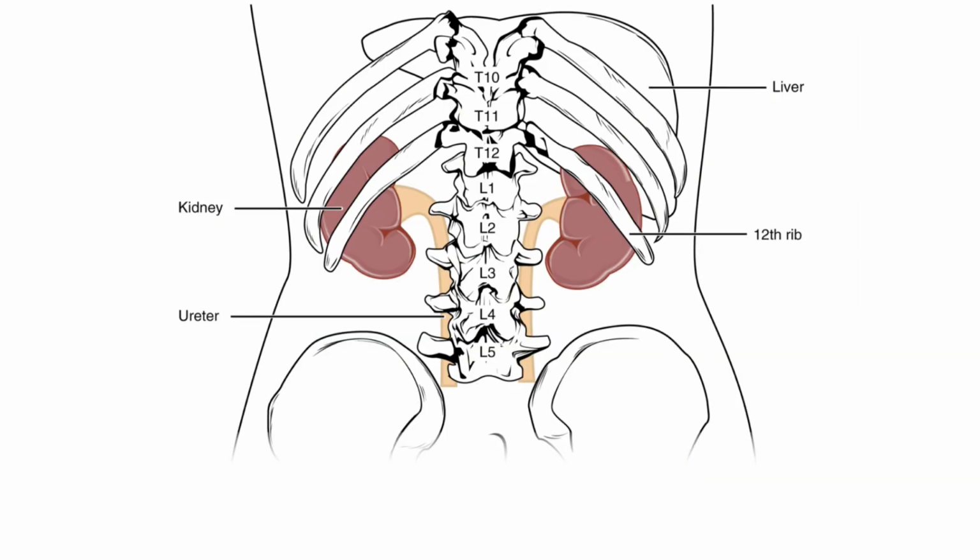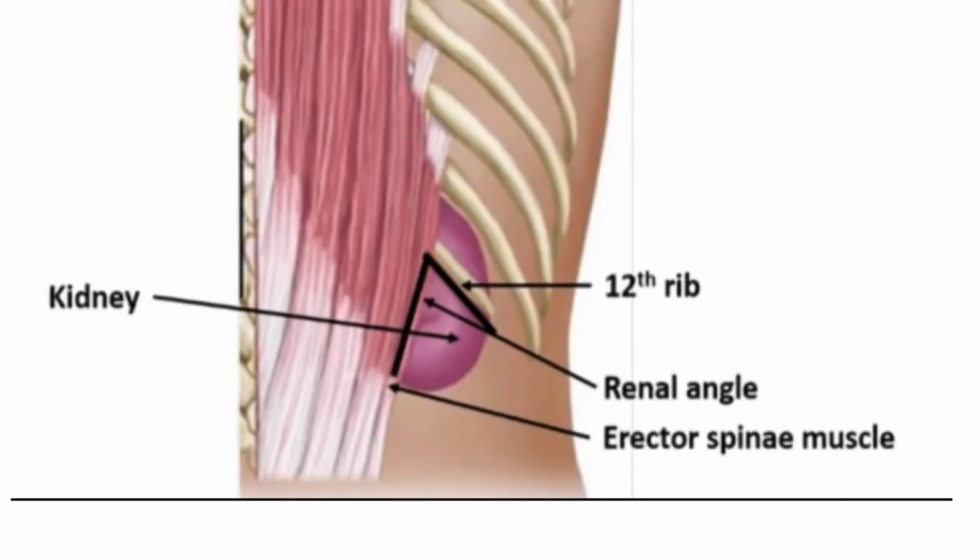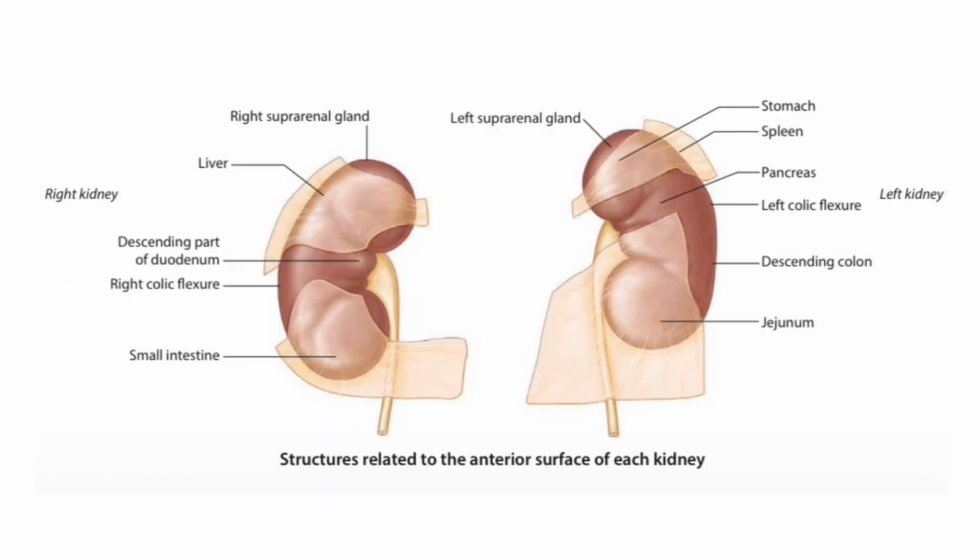When you consider the rib relations, the left kidney overlies the 11th and 12th ribs, while the right kidney overlies only the 12th rib. The renal angle, located posteriorly, is a key clinical landmark. Tenderness here may indicate renal inflammation or infection. Also note, the diaphragm separates the kidneys from the costodiaphragmatic recess of the pleura, putting the pleura at risk during posterior surgical approaches to the kidney.